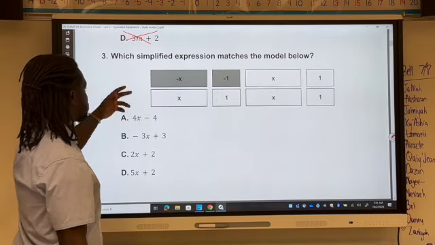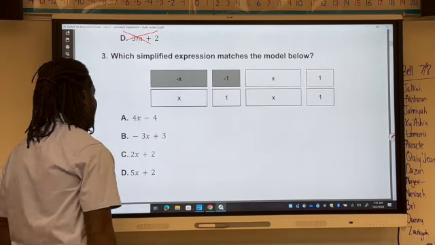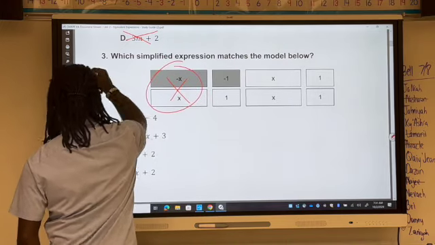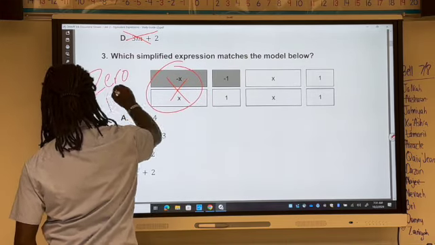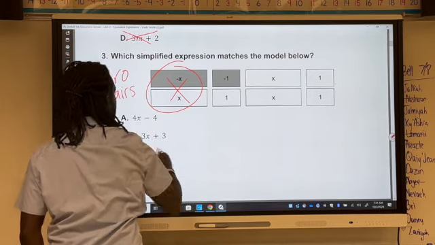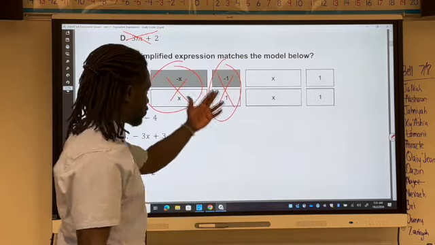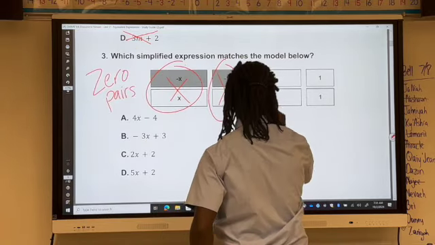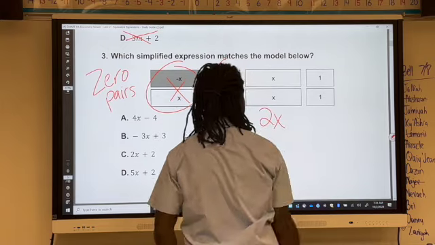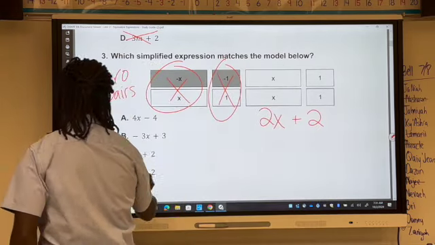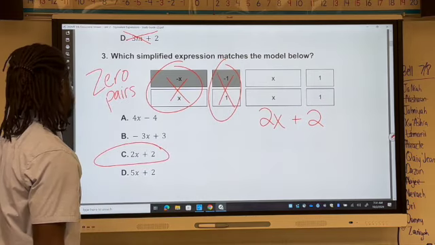Okay, so we're going to simplify this expression, which matches. Here I'm looking for 0 pairs. Again, 0 pairs, okay? And then here's another 0 pair. And so then what am I left with, right? I'm left with 2 positive x's, and then 2 positive 1s, which is plus 2. So my answer there is C.